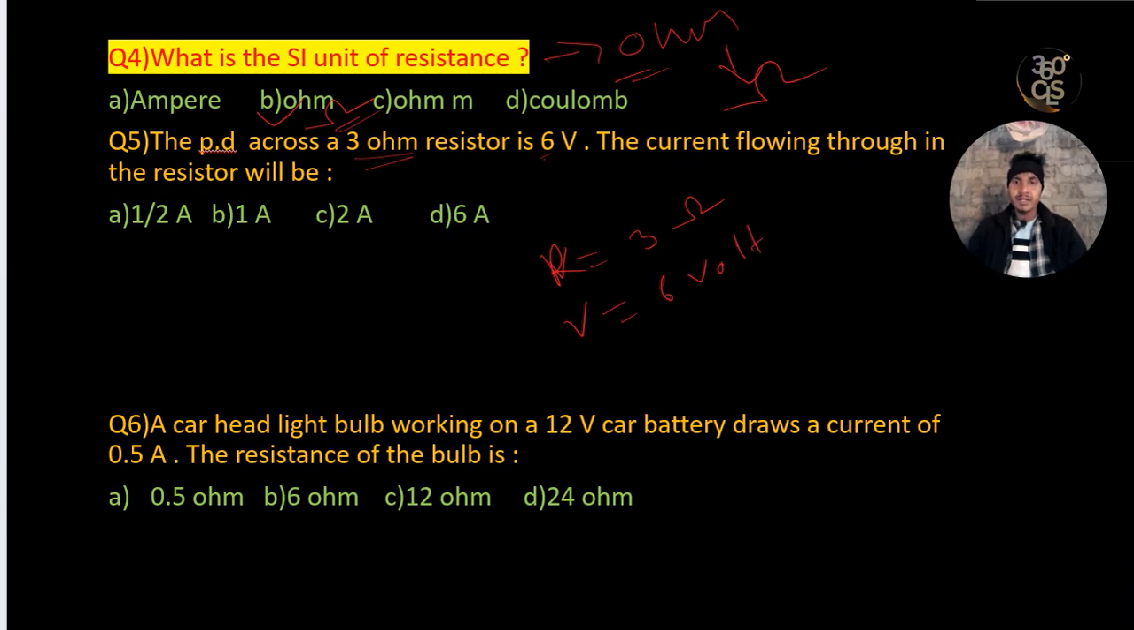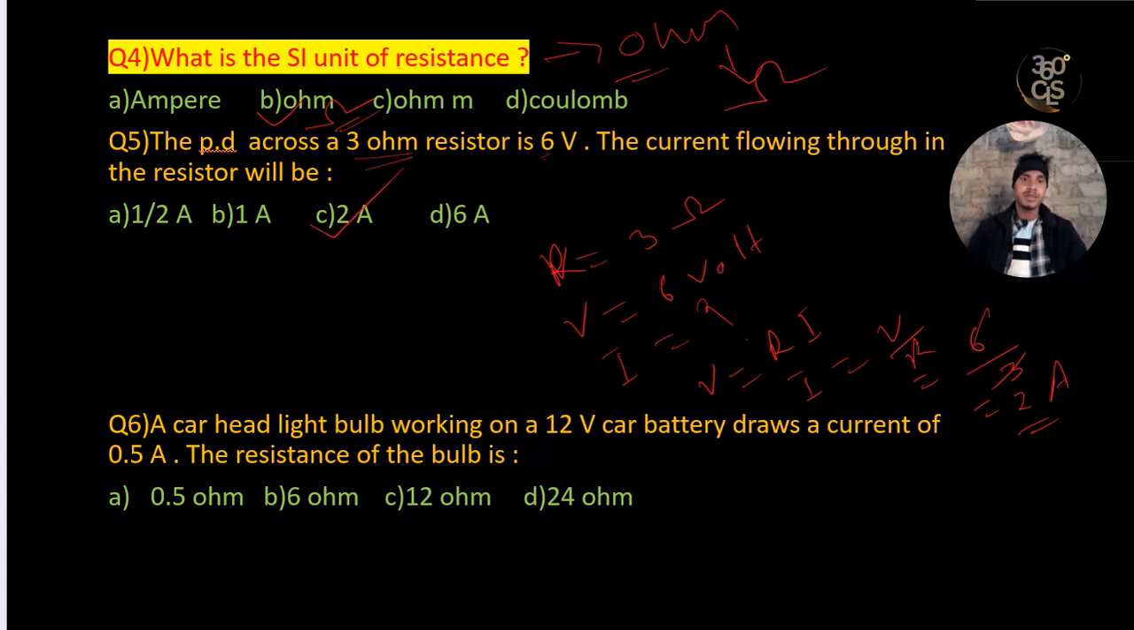Now we have to find the current, that is I. From Ohm's law we know that V is equal to R I. Now I is equal to V upon R. Here V is 6 and R is 3. So that is 2 ampere. So current is 2 ampere. So the correct answer is C.